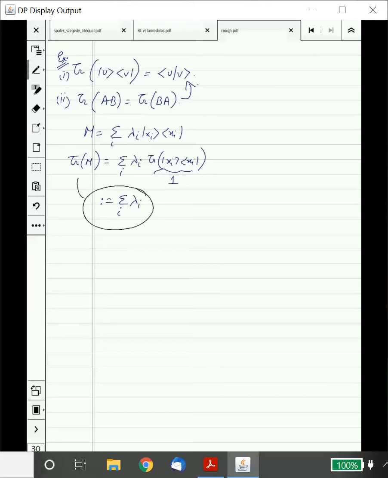This is a basis independent definition of trace. It is easy to see that this is basis independent in the sense that if you change the basis, eigenvalues do not change. We have seen that M and P inverse MP have the same eigenvalues. The P was a basis change matrix. So here also, when you change the basis, the eigenvalues won't change. Hence, the summation of lambda_i will not change, implying we have a basis independent definition of trace that is very, very useful.